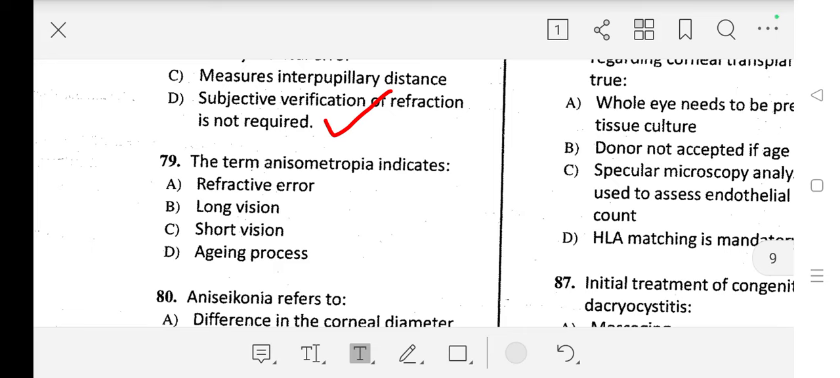Question number 79 is, the term anisometropia indicates refractive error, long vision, short vision, or aging process. Its right answer is A part, refractive error.